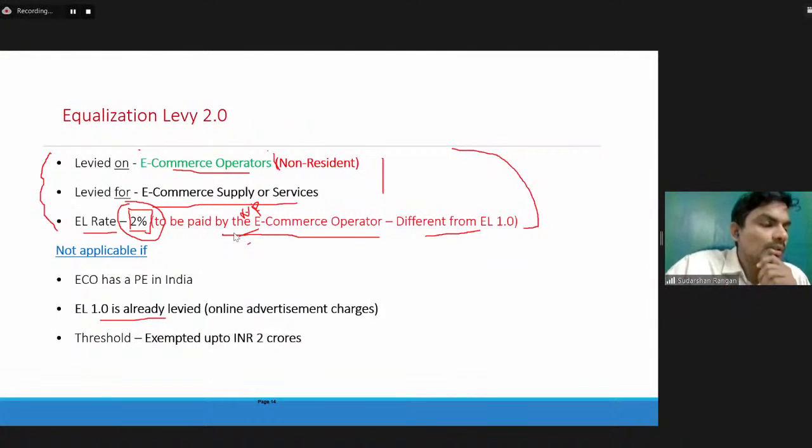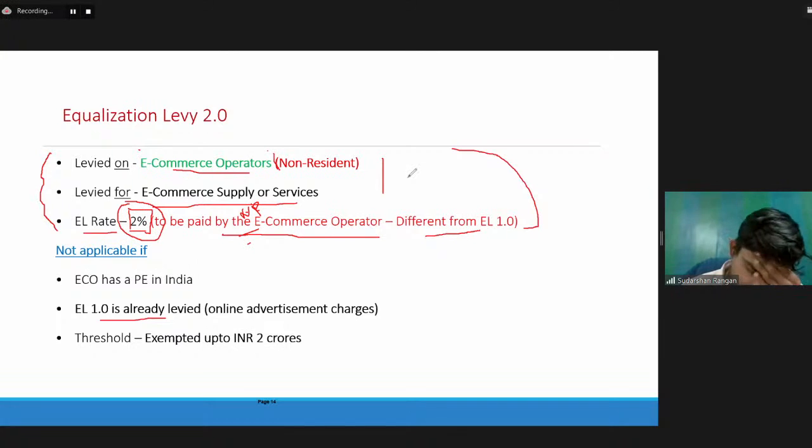They are trying to cover sale of goods online, sale of services. So here they are trying to cover the e-commerce operators. For example, Trivago can be one example. So we are going to look at some examples. Don't worry, I've given you some examples. Trivago is a travel search engine. Trivago does not have any operations in India.